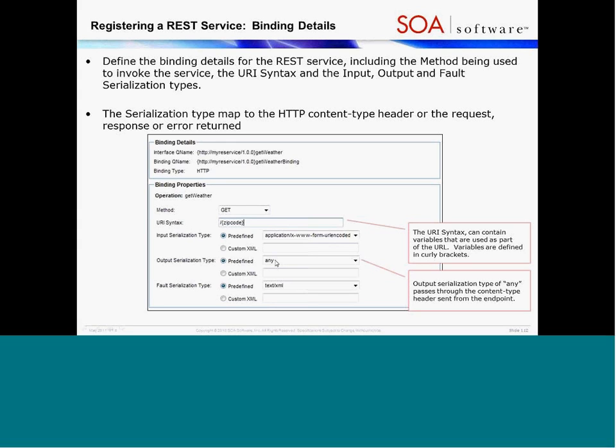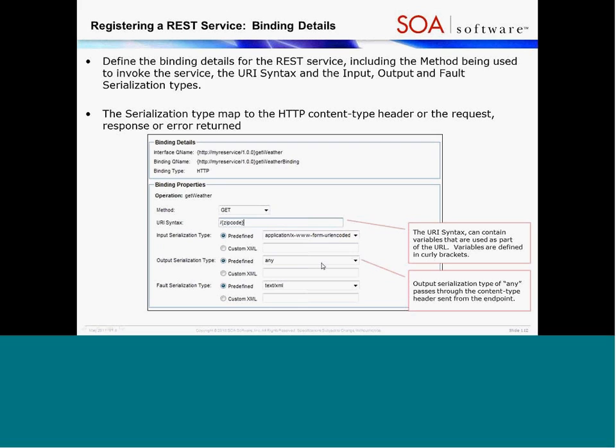Okay, the output serialization type is what content type are you expecting the ND, or the network director, to return to the consumer? So in this case, you select any or select JSON or XML or some type of content that you're going to be returning to the consumer.